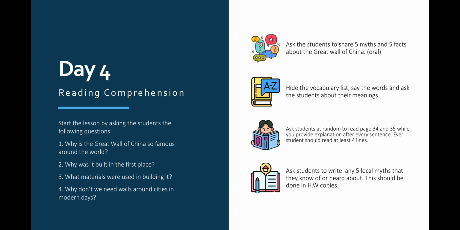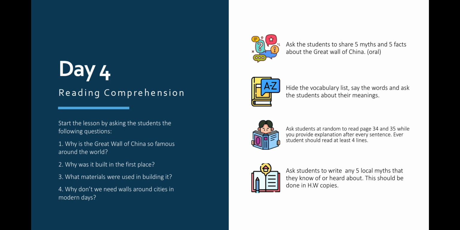Day 4, you will start the lesson by asking the students the following questions. Why is the Great Wall of China so famous around the world? Because now they have read 2 pages of this unit, so they should be able to give answers. Insist on answers in English. Why was it built in the first place? Why was the Great Wall of China built? What materials were used in building it, and why don't we need walls around cities in modern days?